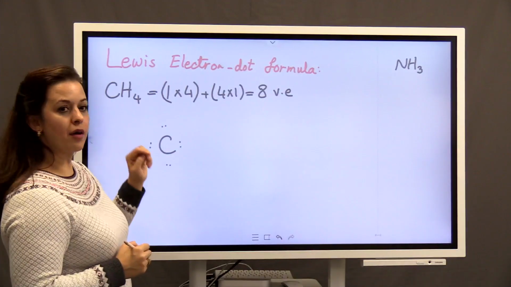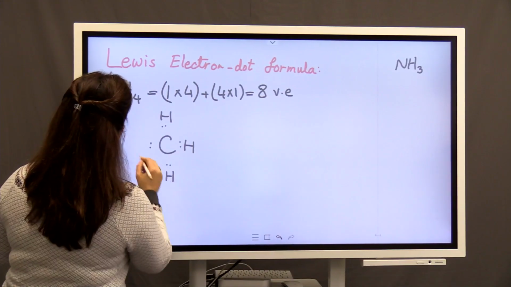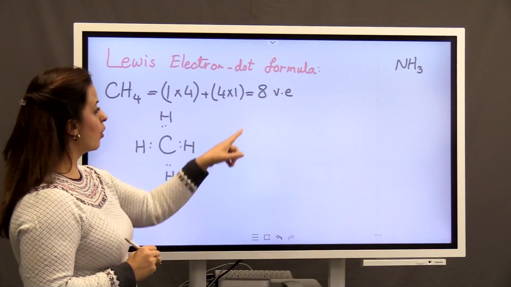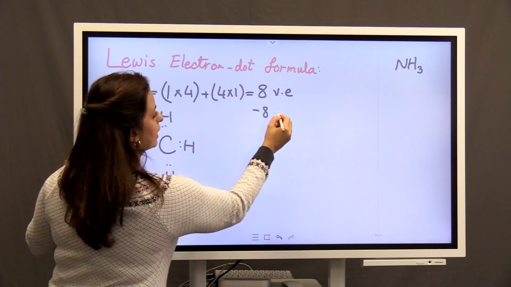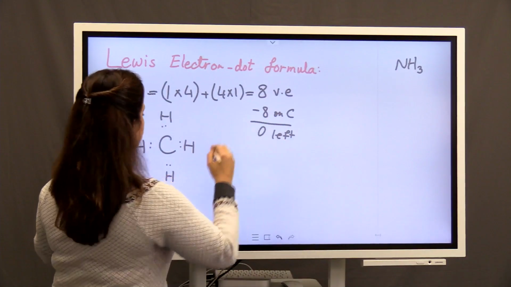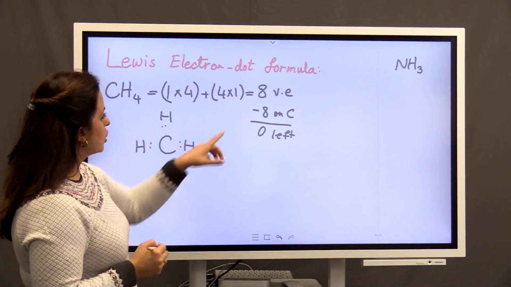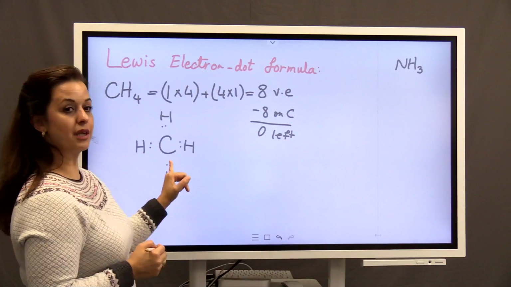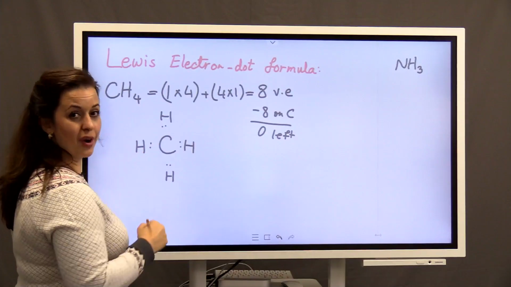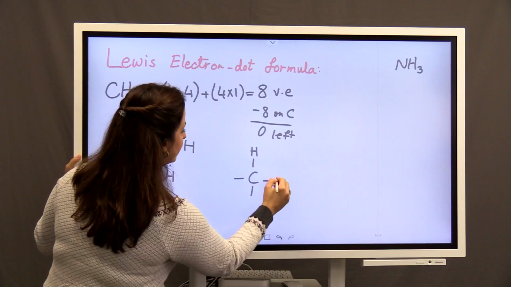What other atoms do we have? 4 hydrogens. So put 4 hydrogens as well. Do we have any other valence electrons to show? No. We use all of these 8 electrons on carbon, so none left. That makes sense because hydrogens can never accept more than 2 electrons, and you have shown all of these valence electrons on the molecule. The next thing you do is, because these electrons are shared, you show them as single dashed lines as bonding electrons.